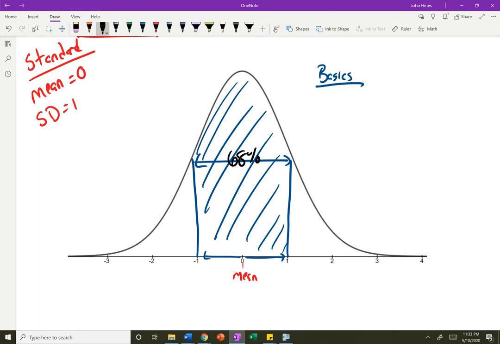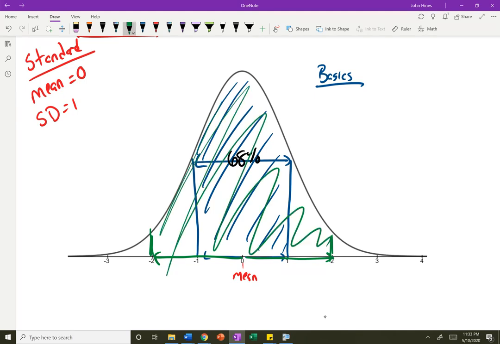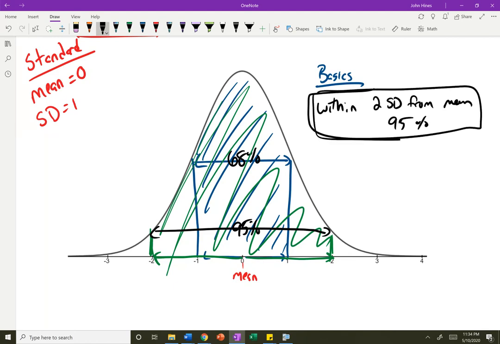So 2 standard deviations from the mean. If I go from the mean, down 2 standard deviations and up 2 standard deviations, I have all of this here, that's capturing a lot of the distribution. And this is going to be a big one. That captures 95%. So if I go within 2 standard deviations from the mean, that captures 95% of the data. We're going to be using this the rest of this unit. So remember this, 2 standard deviations is 95% of the data.